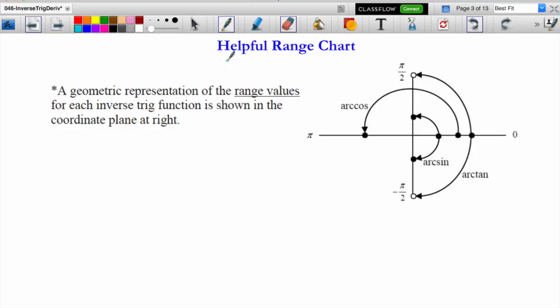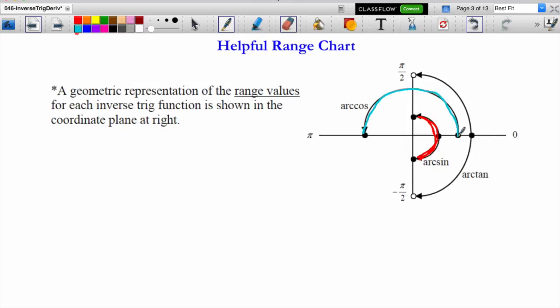Here's a helpful range chart. A geometric representation of the range values is shown right here. So arcsine is only covering quadrants 1 and 4. It's important to know arcsine is going to be spitting out negative theta values. Arcsine can only give you angles there. Our cosine is quadrants 1 and 2.